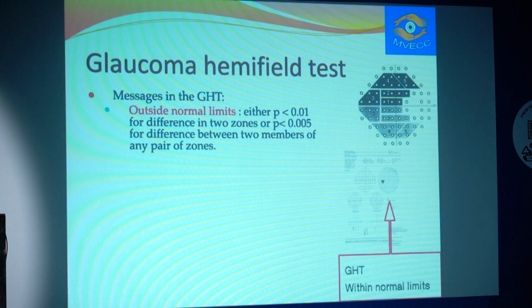Then we have the GHT, so it compares the upper half of the visual field from the lower half in the various zones. If the difference between the two zones is statistically significant, it flags it as outside the normal limit.